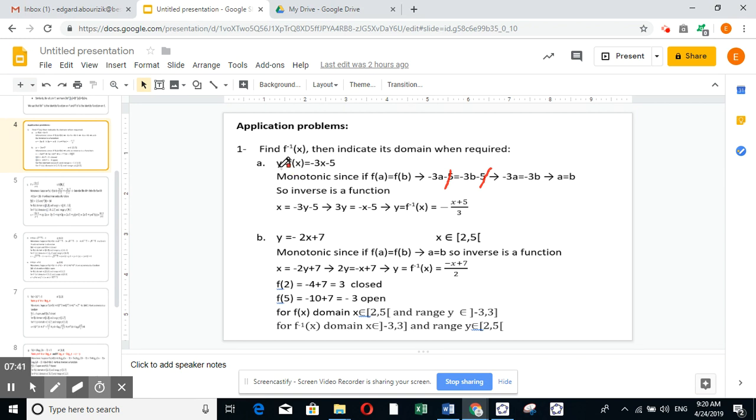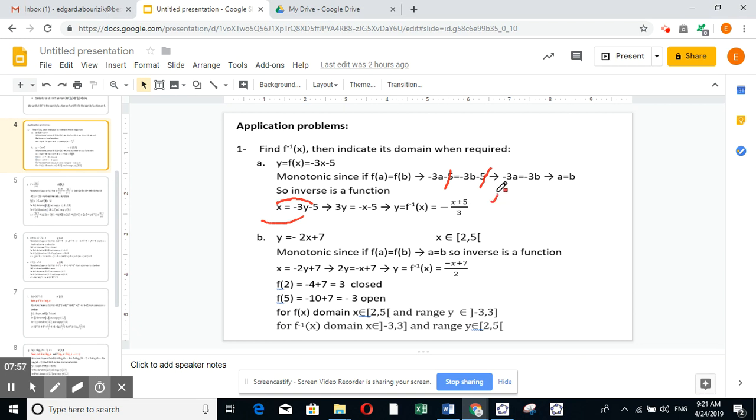Second step, we replace x by y and y by x, and we solve again for y. Solving for y, we put y on one side and we take x to the other side with the number. So the inverse function will be f inverse of x equals minus x plus 5 over 3.